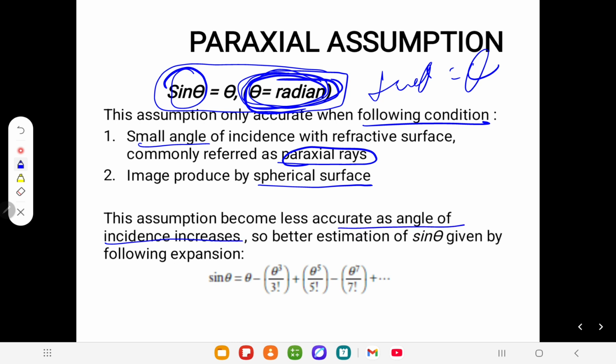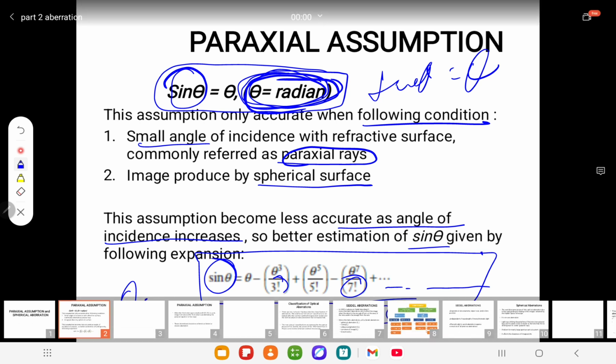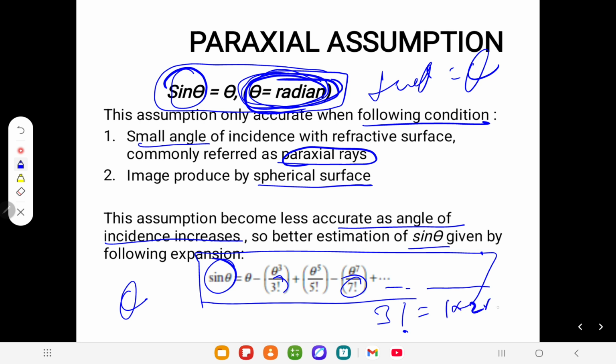As the angle of incidence increases, a better estimation of sin theta is given by the following expression. If theta is small, then this expression applies, and it continues. Sin theta is equal to theta minus theta cubed divided by 3 factorial, plus theta to the power 5 divided by 5 factorial, minus theta to the power 7 divided by 7 factorial. You know factorial, isn't it? 3 factorial means 1 into 2 into 3. 5 factorial means 1 into 2 into 3 into 4 into 5. In mathematics, this is one of the fastest progressing things; it is factorial, not exponential.